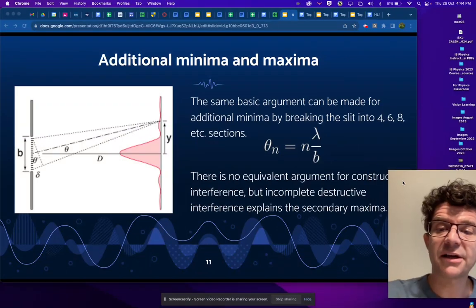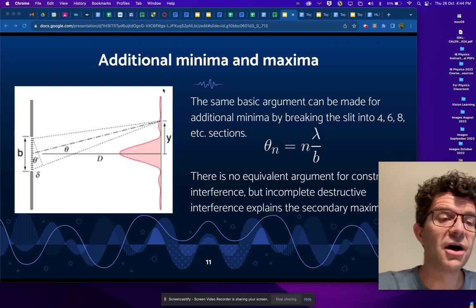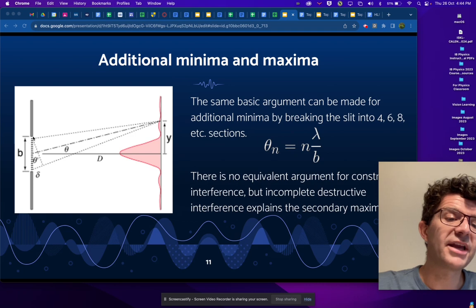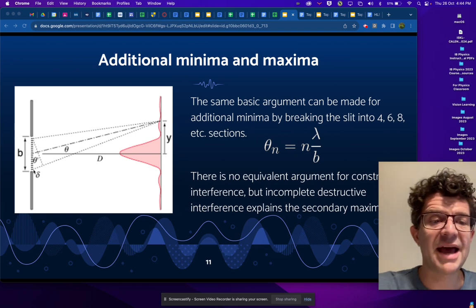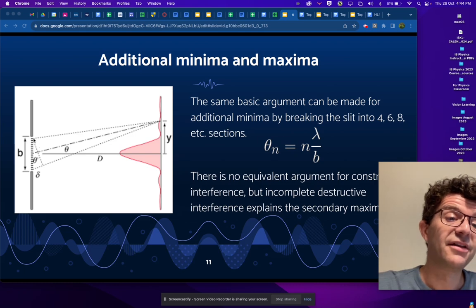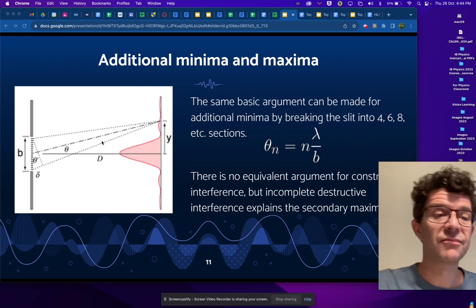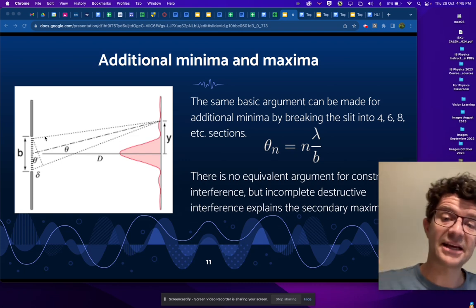The same basic argument can be made if we look to where the second and third and fourth minima occur. It's just that instead of breaking it into a top half and a bottom half, we break it into 4 pieces so that the top quarter interferes with the middle quarter, and this middle quarter interferes with the bottom quarter. That gives you the location of the second minima. Break it into 6 pieces, etc.